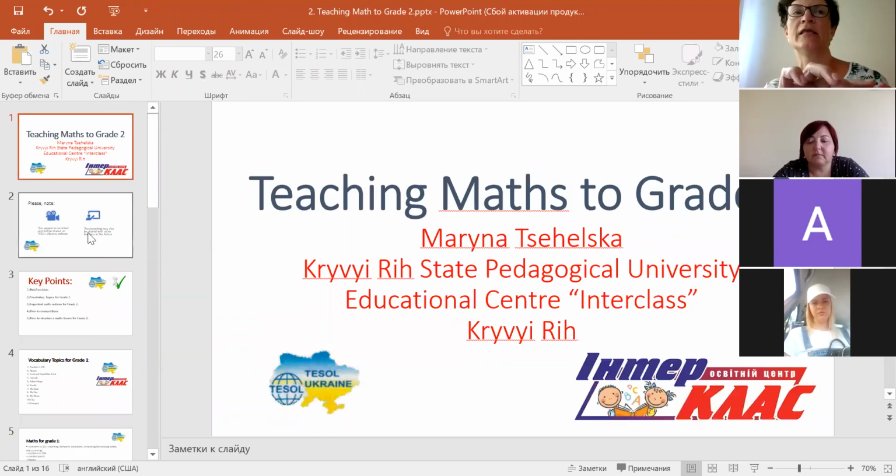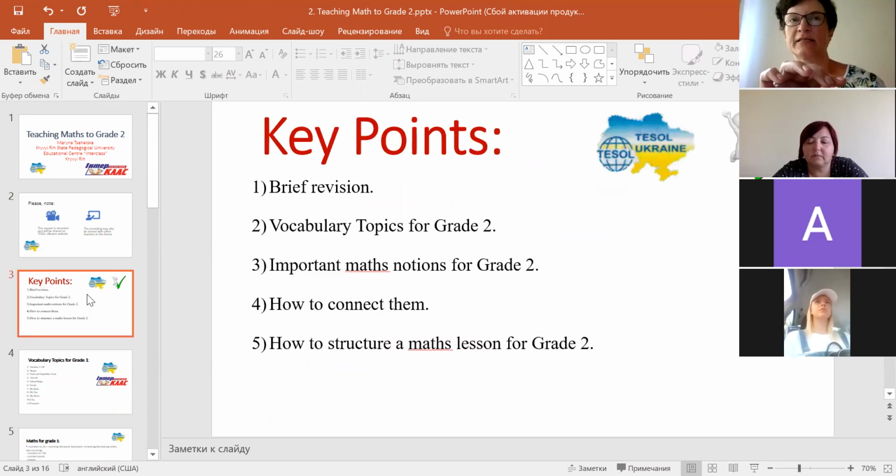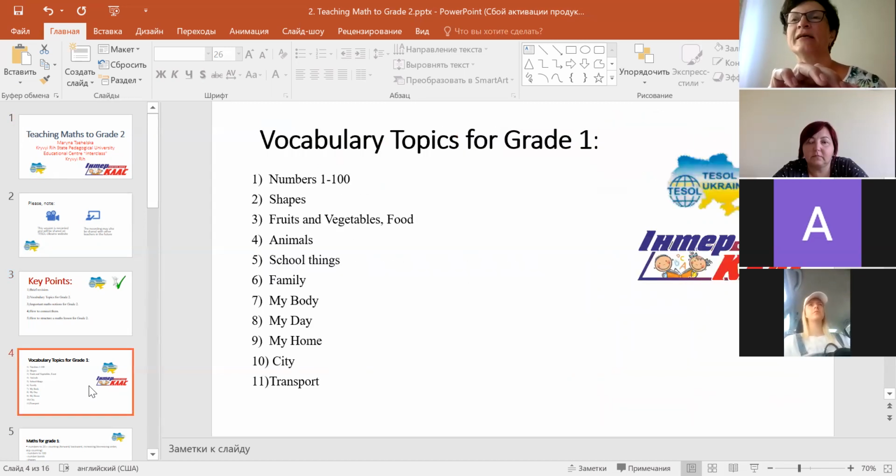And then we'll look at the book because, if you have already seen, I have added the new book to our Google Drive, and there will be the book and the tasks. So today we'll do a brief revision, we'll do the vocabulary, and we'll try to connect these topics for grade 2 and for grade 1. So let's look at the topics now.